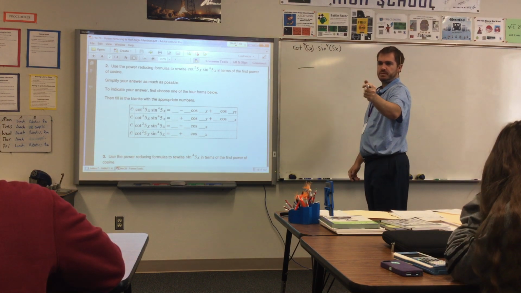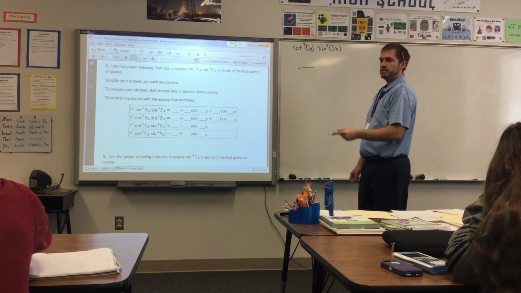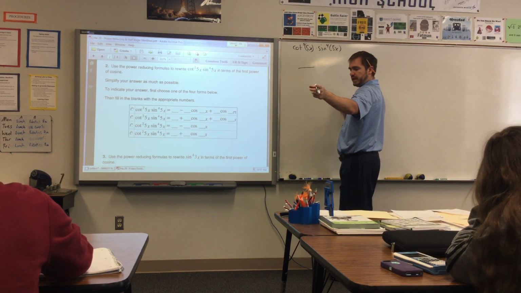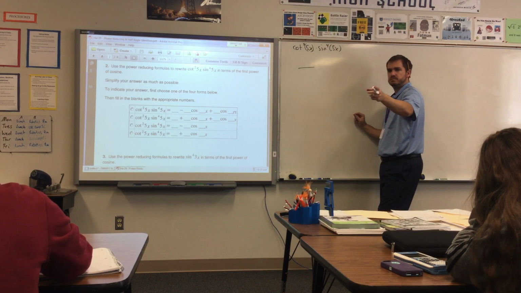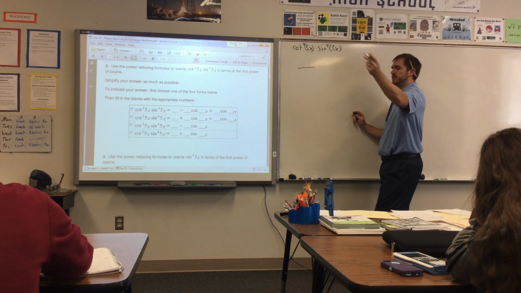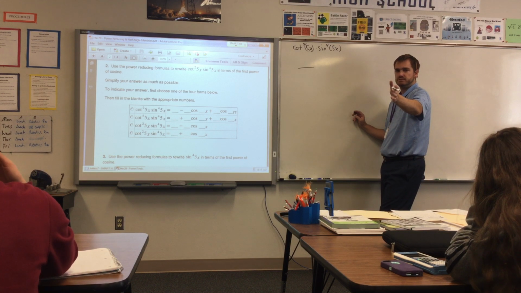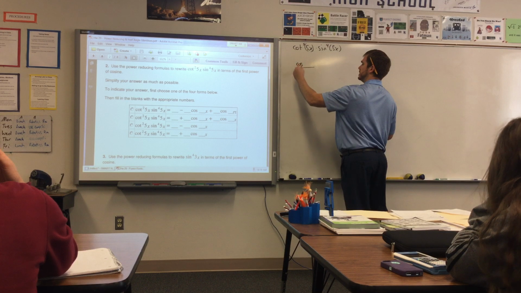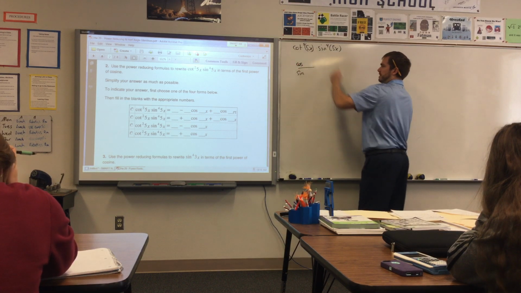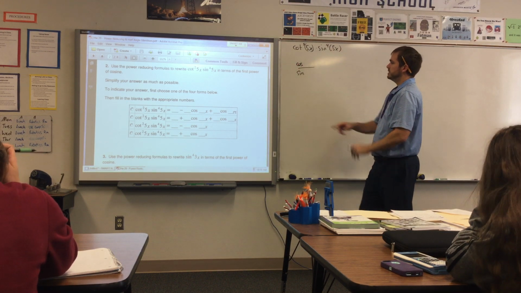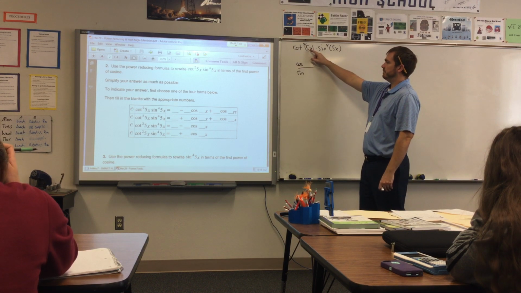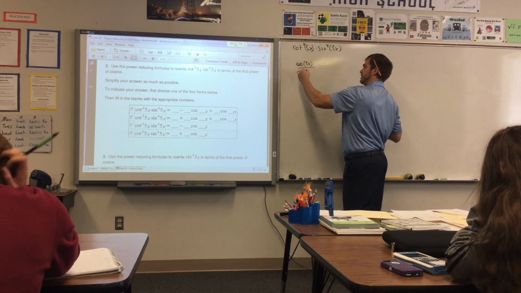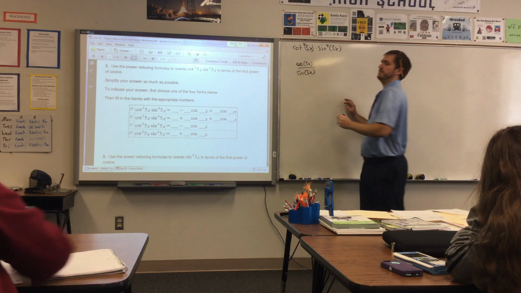who's got the reciprocal identities memorized or readily visible? Cotangent is what over what? 1 over tangent x, or in terms of sines and cosines? Cosine x over sine x. So it's cosine over sine. Yeah, because cosine over sine is cotangent. Now the angle here is 5x, so it's going to be cosine 5x over sine of 5x.